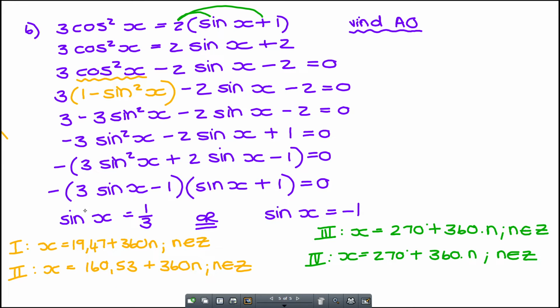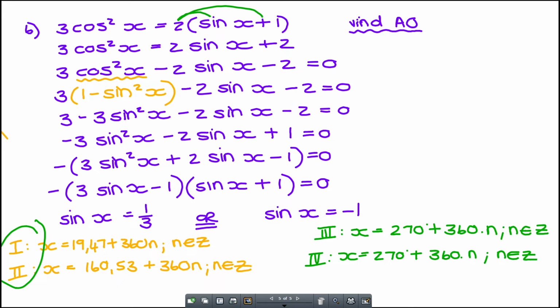En dan as ek my hakkies gaan gebruik het en gaan gelyk maak het aan 0 en ek gekry sin x gelyk aan 'n derde. And it means that sine is positive, so that would happen in quadrant 1 and 2. Jy sal sien, omdat my spasie beperk was, I left out 1 or 2 steps. Like at quadrant 2, I didn't say 180 minus 19,47.